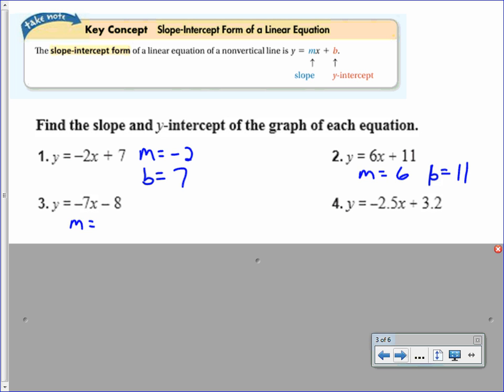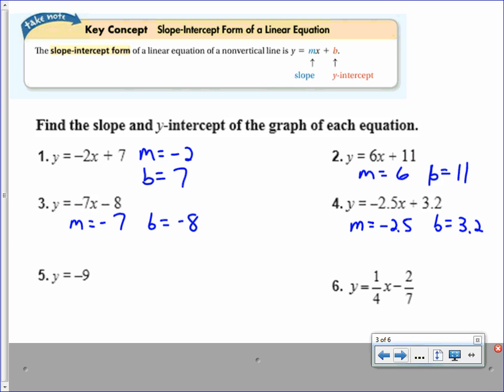So our slope, negative 7. Y-intercept, negative 8. And here, slope, negative 2.5. Y-intercept, 3.2. Okay. And for this one, slope, well, there's nothing with an x, so the slope is 0. The y-intercept is negative 9. Here, slope is 1/4. The y-intercept, negative 2/7. Okay, so hopefully that makes sense to us.